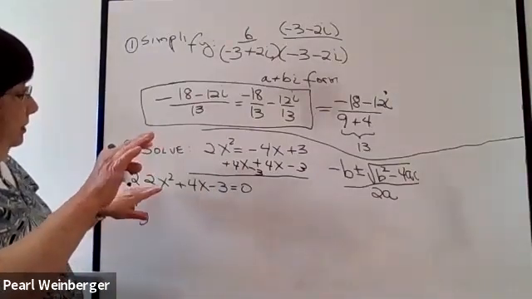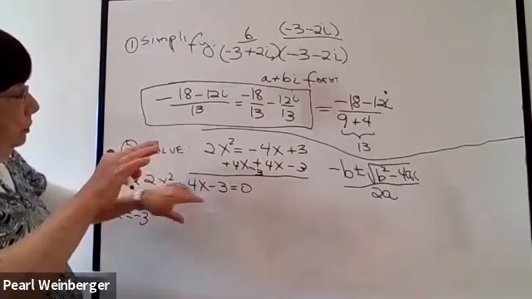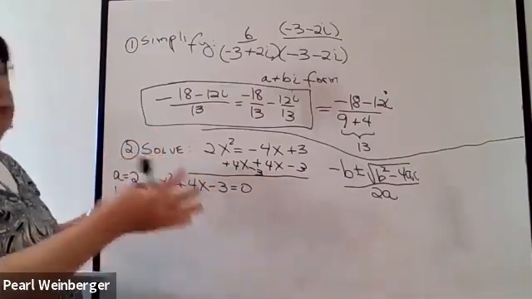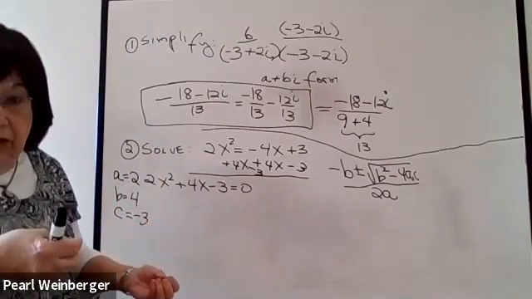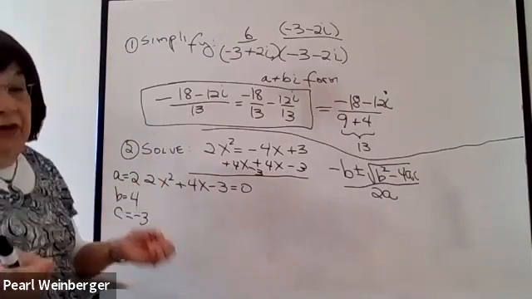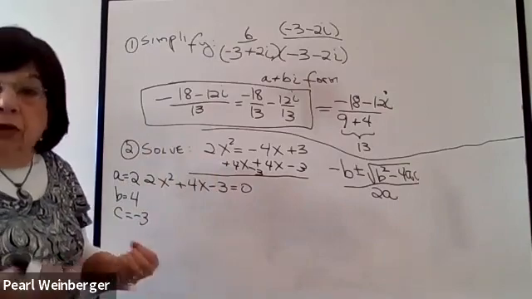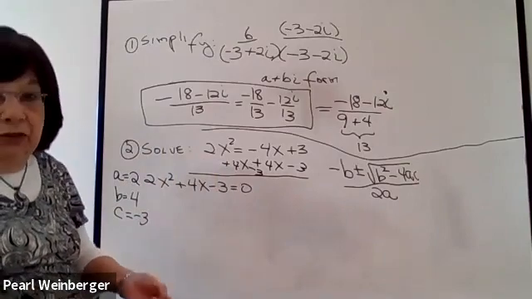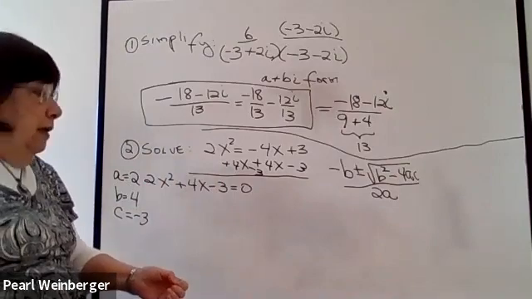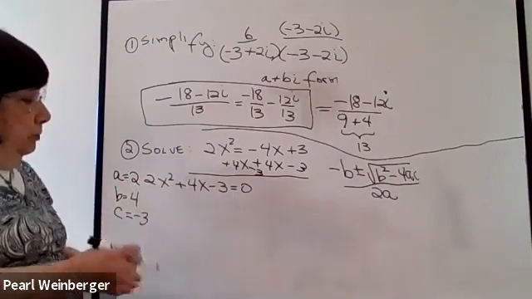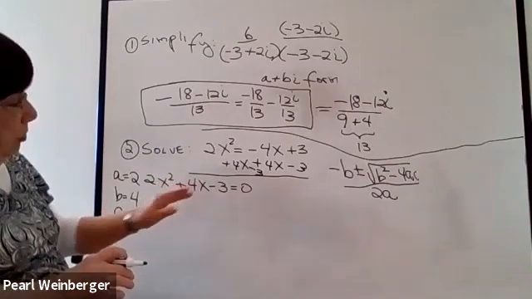If this would have been, let's say, 2x squared minus 3, and there was no x term, then your B would have been 0. Your A is never going to be 0, because if your A is 0, you don't have a quadratic equation. But your B could be equal to 0, and your C could be equal to 0 if one of those terms is missing. In this case, they're all there.